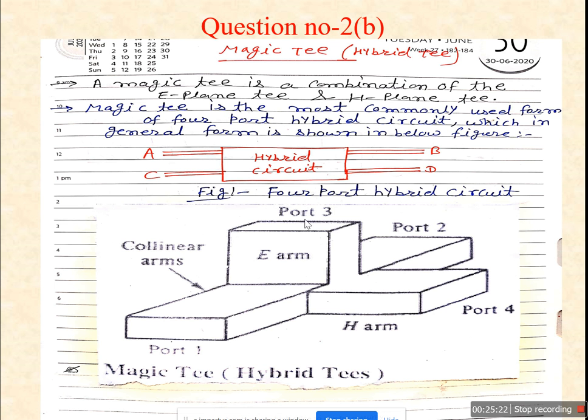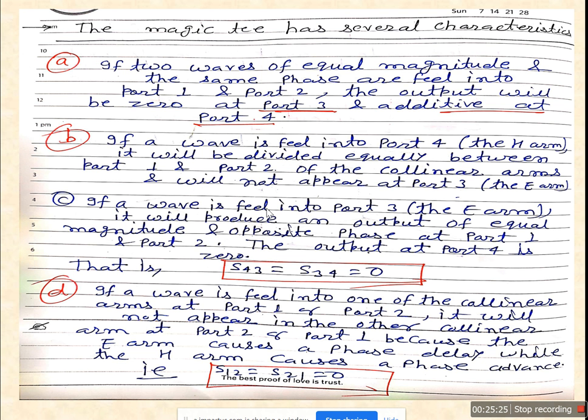Similarly, if a wave is fed into port 3, that is the E-arm, it will produce an output of equal magnitude and opposite phase at port 1 and port 2. The output at port 4 is 0. That means S43 equals S34 equals 0. Here 43 means the input at port 3 and output at port 4. This is 0. From this characteristic you can write S43 equals S34 equals 0.